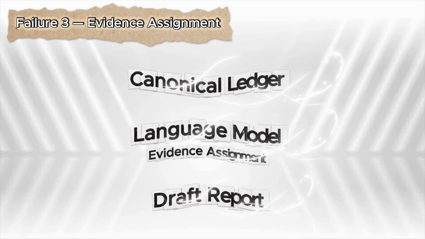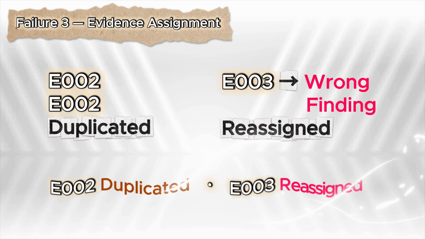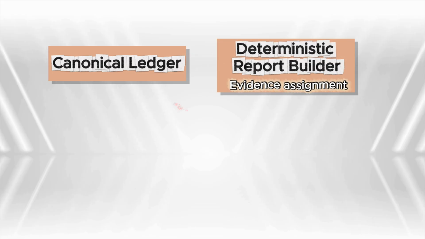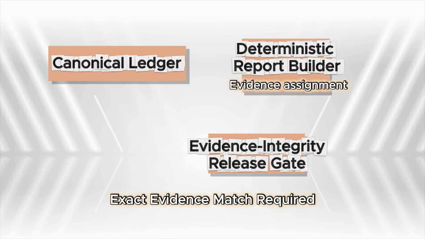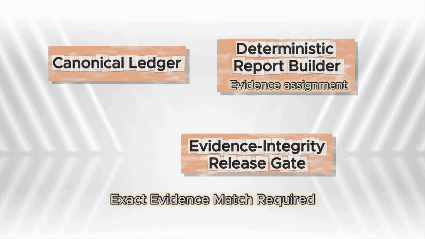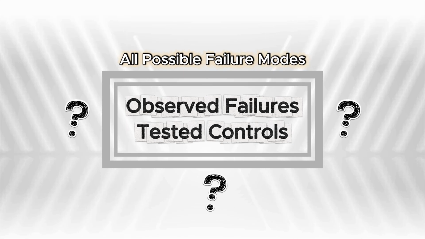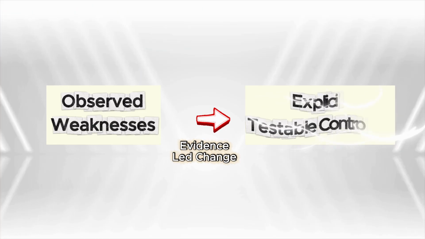Third, the model-mediated report composition step duplicated or reassigned event evidence. We removed evidence assignment from the language model and introduced a deterministic report builder followed by an evidence integrity release gate. We report these failures because they change the architecture. The fixes do not prove that every possible failure has been eliminated. Our evaluation therefore shows how observed weaknesses were converted into explicit, testable controls.